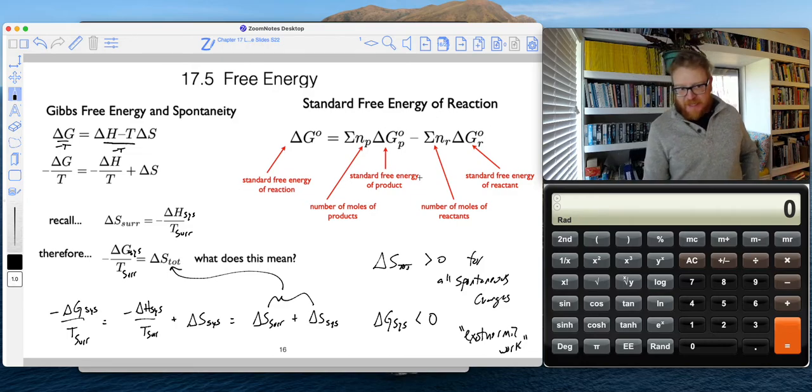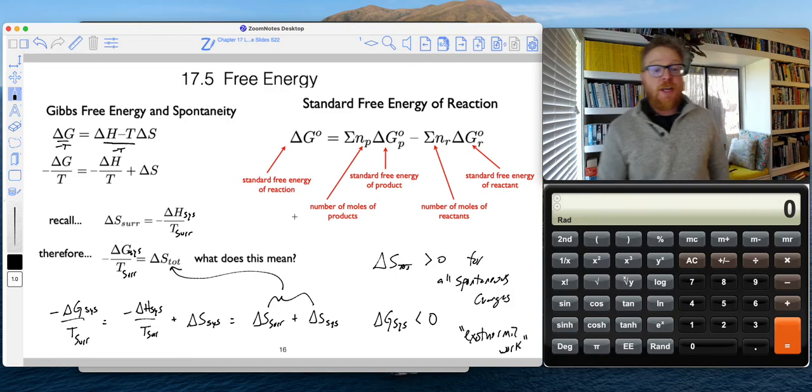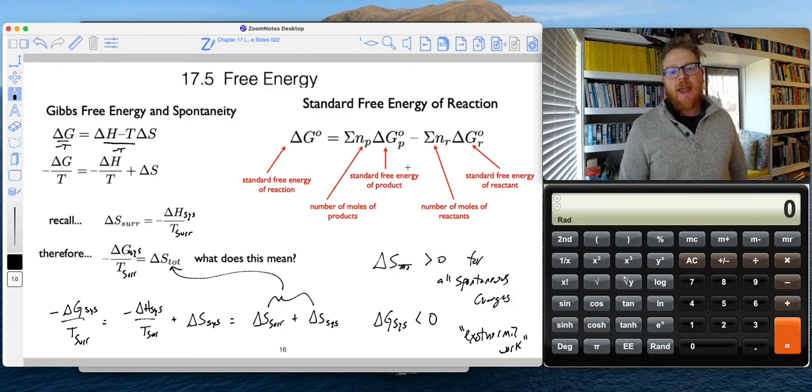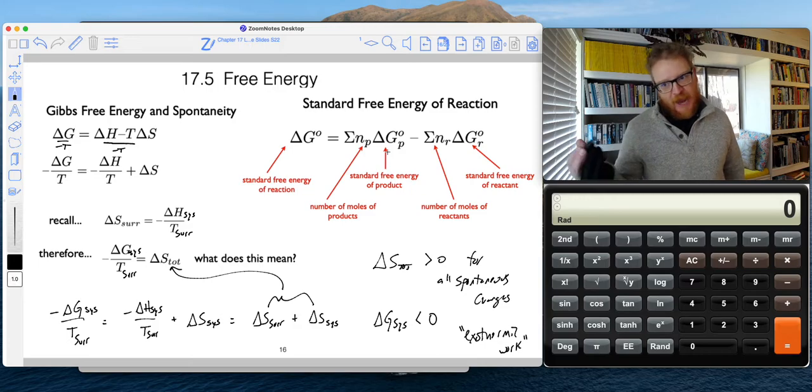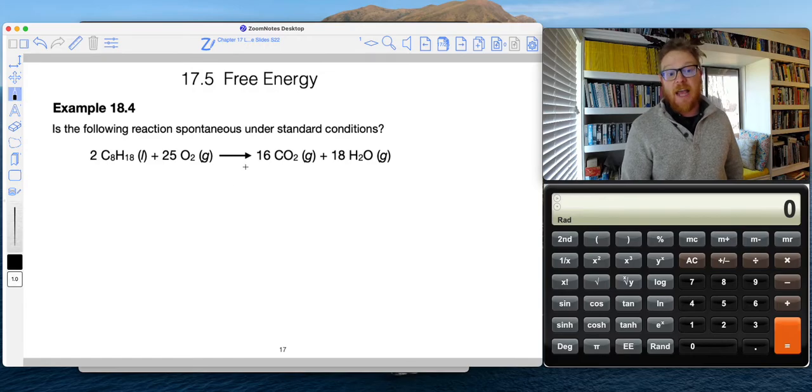And so, of course, we can calculate the standard free energy of a reaction using the exact same formula that we did last time, okay? And this is going to help us assess if a reaction should be spontaneous, all right? So let's do this calculation, and I'll record this in a Part B video.